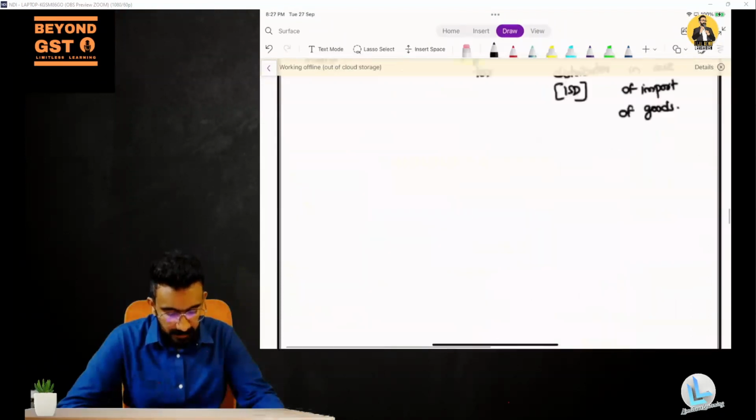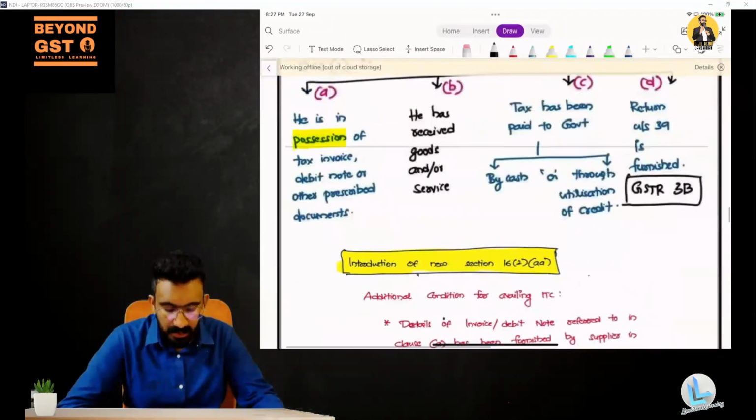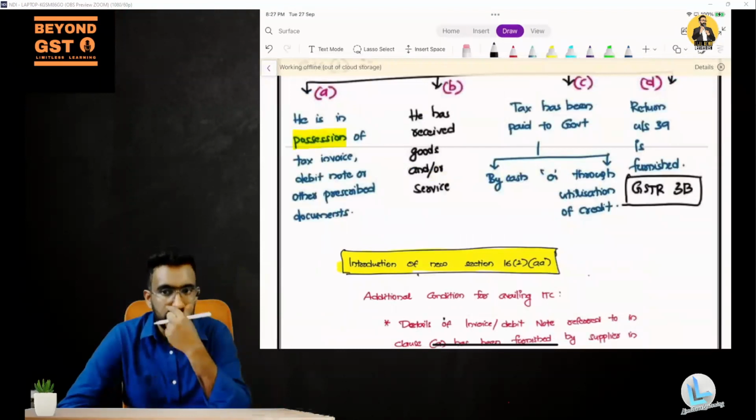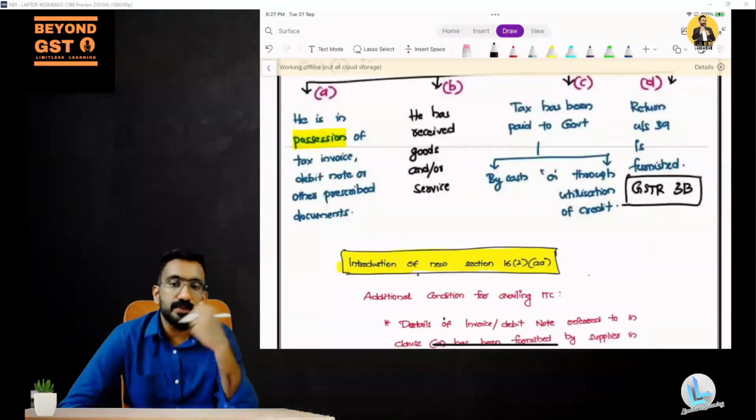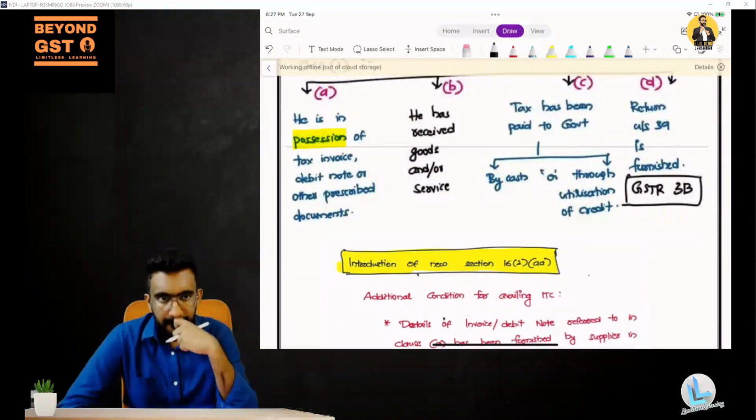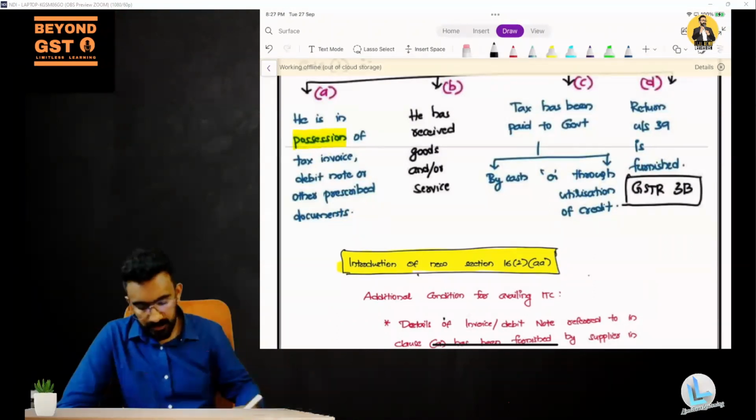What are the other conditions that are to be satisfied? First condition is that you should be in possession of tax invoice, debit note, or other prescribed document. Number two, you should be receiving goods or service. You should have received goods or service for you to take ITC. Okay, now let's look at a few understandings based on that.